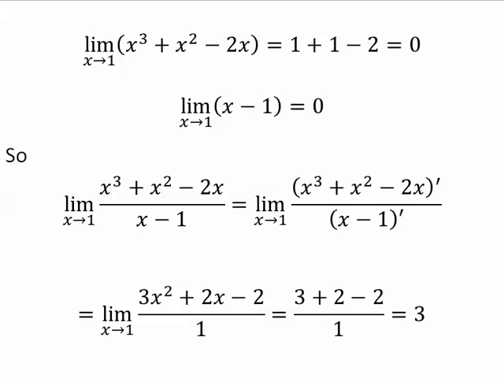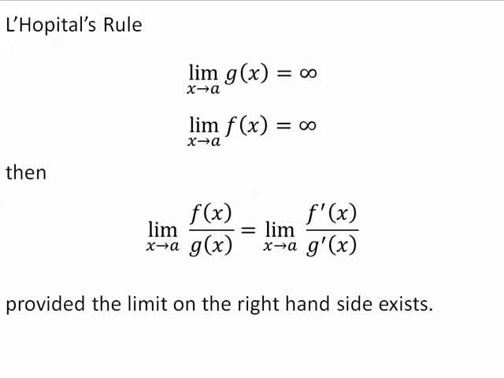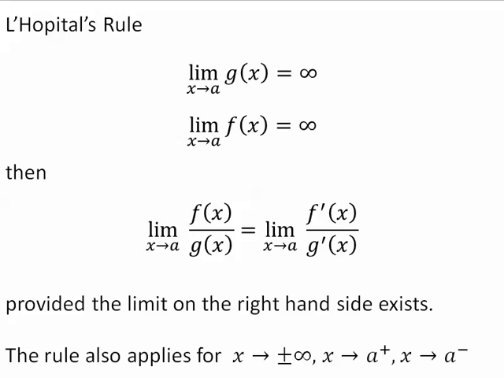All right, now we just did an example where both limits are going to 0. What if both limits are going to infinity? Well, L'Hopital's rule can be used in that situation as well. And again, this is provided the limit on the right-hand side exists. And also, x can be going to infinity or be approaching from the right or from the left. So let's do an example.